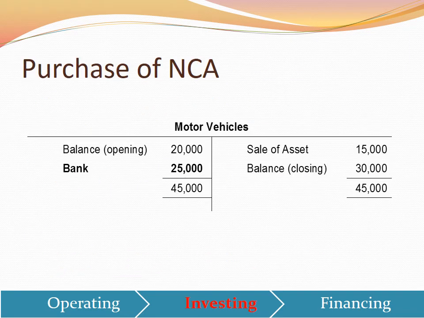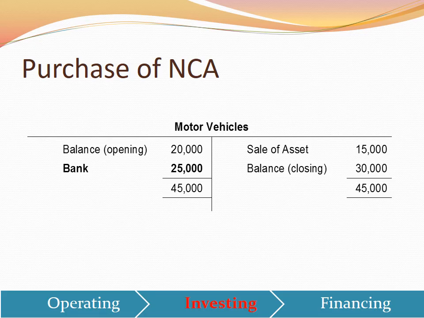The first account is the asset account itself. So I'm using the motor vehicle account as an example here. Again, the bank bolded item is the amount you're going to put in as a purchase or a payment for a non-current asset.